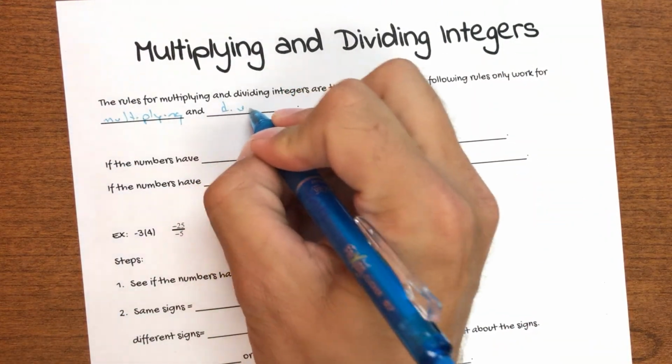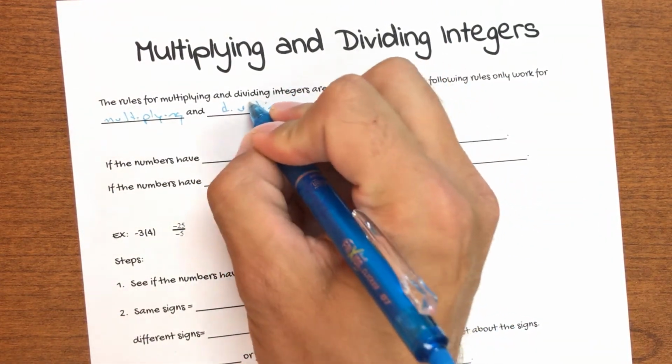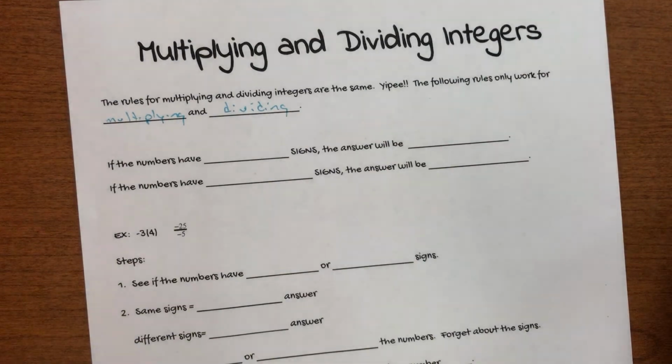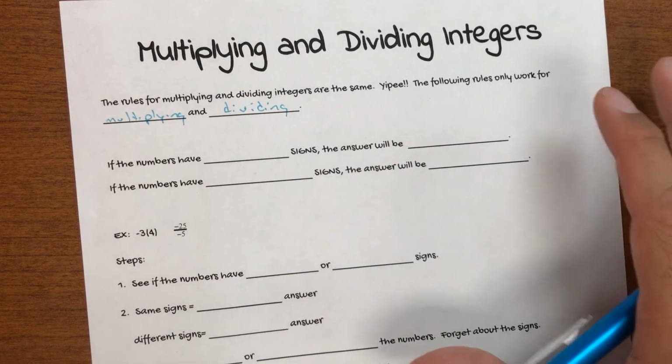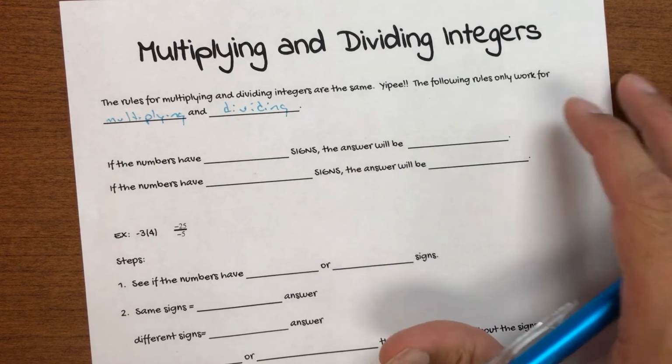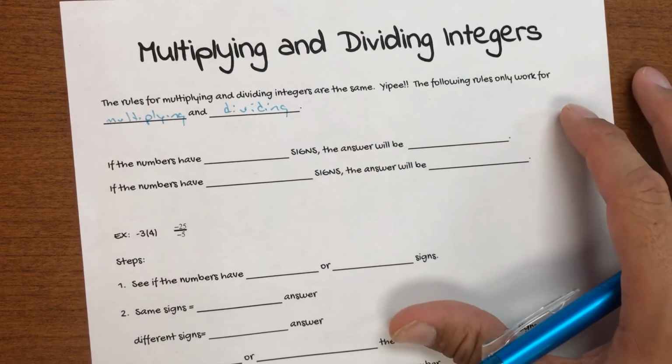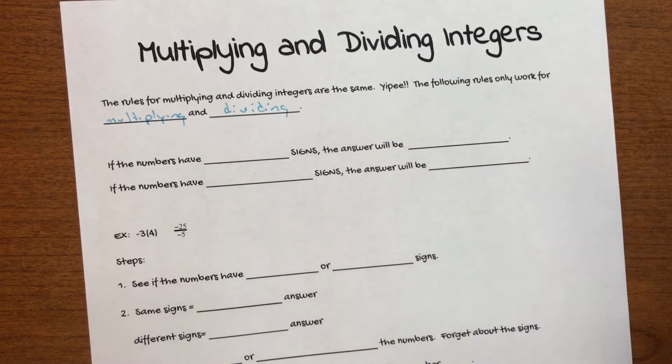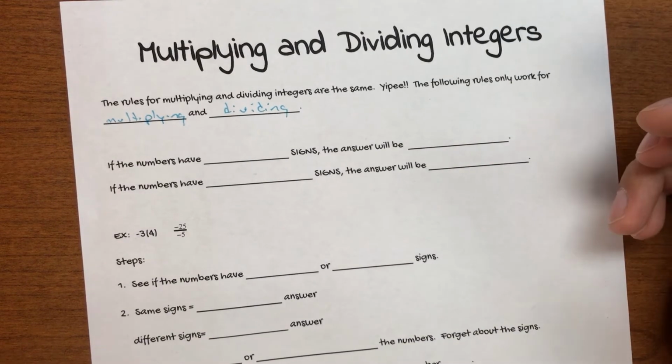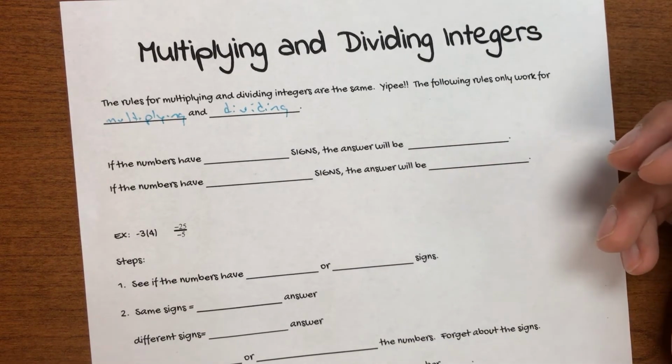Now, be careful, because the following rules only work for multiplying and dividing. And that's one of the mistakes that you guys are going to make after last week, adding and subtracting. The rules are different than adding and subtracting. These rules only work when we multiply and divide. So be careful that you're only using these when it's appropriate.